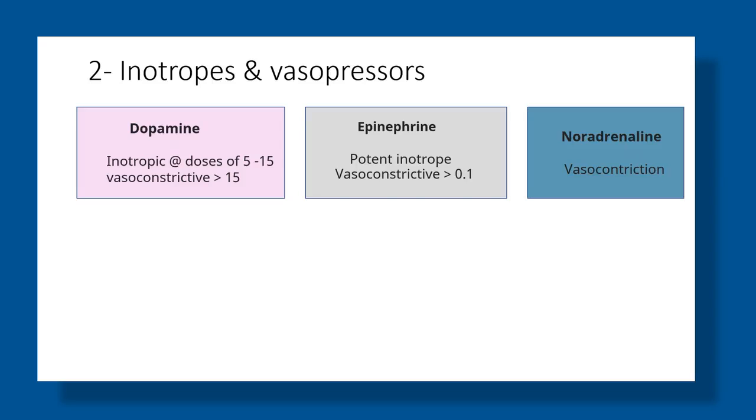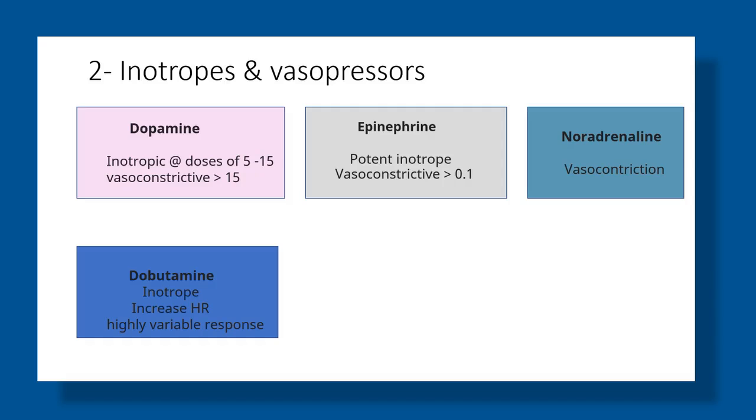Next, you have noradrenaline. It's a pure vasopressor. It does not increase your myocardial contractility. It would just cause vasoconstriction, so it will affect your peripheral arterial vascular resistance. Then you have dobutamine. In newborns, remember, dobutamine gives rise to a highly variable response. In some babies, it increases the blood pressure; in some babies, it reduces it. It will be difficult for you to guess. It is generally an inotrope, which increases the contractility of the heart. However, it is well known to increase the heart rate of the baby as well.